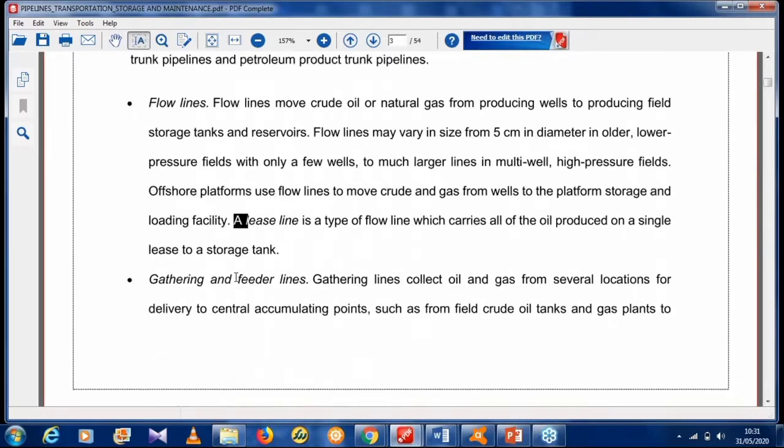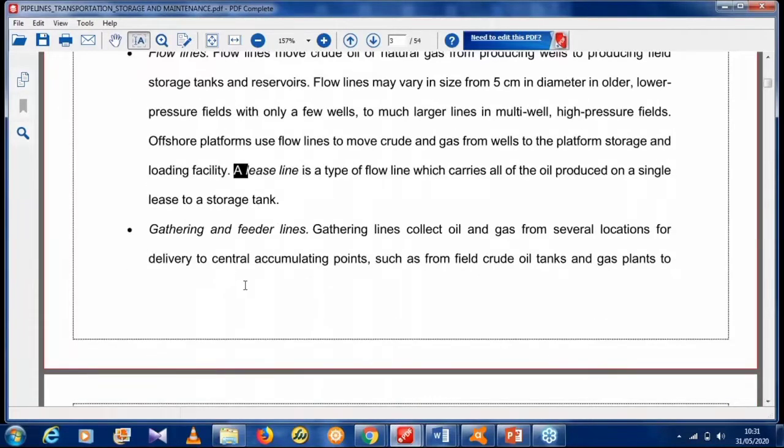All right. Then we have the gathering and feeder lines. Those are used to collect the oil and gas from several locations for delivery to a central accumulating point. So if, for instance, we have several different wells, sometimes you see these gathering lines, especially in joint venture operations. That's where different companies or organizations that have their own several wells decide to work together and have a common point of delivery.